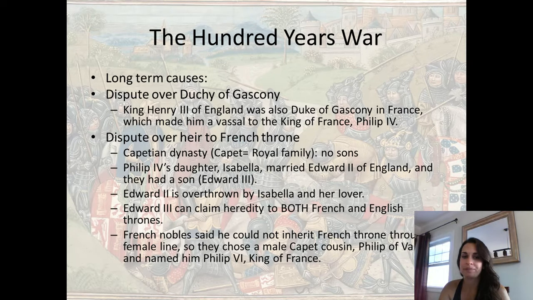So instead, they chose a cousin of the Capet family called Philip of Valois, and he was then named Philip VI, the King of France. So now we've got two kings, Edward III and Philip of Valois. They are cousins, but also because of their national heritage, they're also technically enemies.